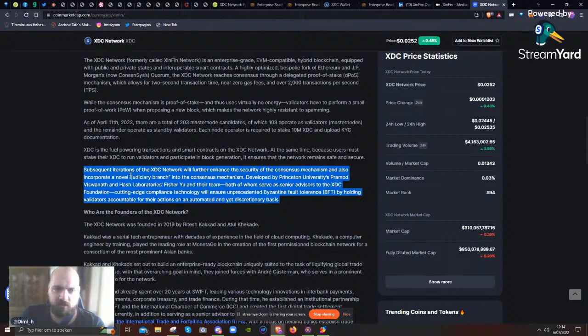Oh boy, that doesn't sound all too good in my opinion. Yeah, with the judiciary branch, in my mind, it means you are going to implement an additional centralized governance mechanism into the consensus mechanism itself. So meaning you are going to start centralizing decisions on the blockchain.